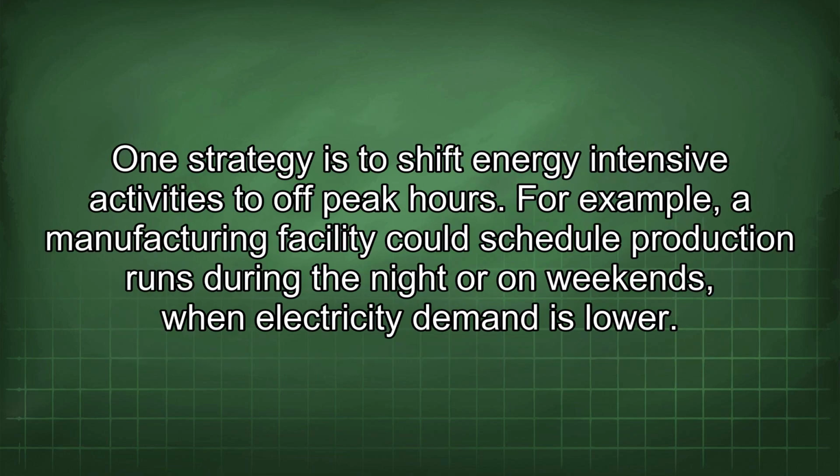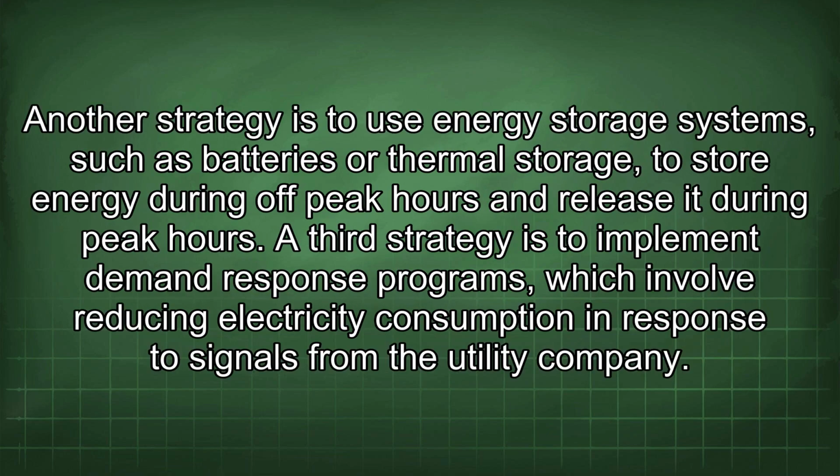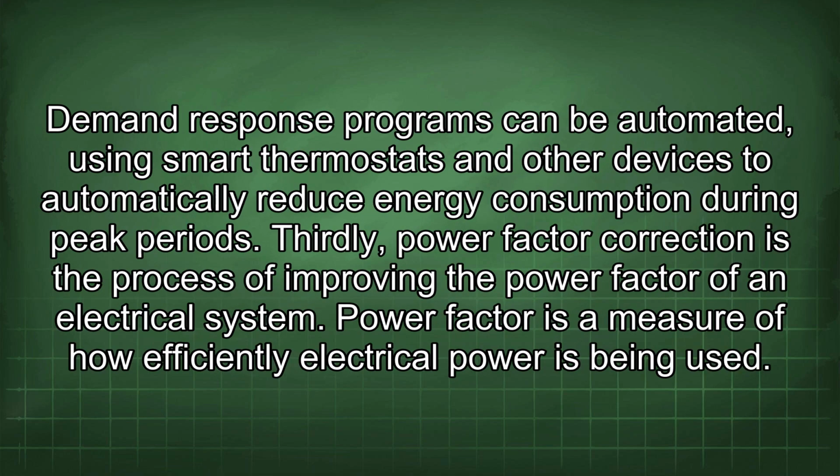One strategy is to shift energy-intensive activities to off-peak hours. For example, a manufacturing facility could schedule production runs during the night or on weekends, when electricity demand is lower. Another strategy is to use energy storage systems, such as batteries or thermal storage, to store energy during off-peak hours and release it during peak hours. A third strategy is to implement demand response programs, which involve reducing electricity consumption in response to signals from the utility company. Demand response programs can be automated, using smart thermostats and other devices to automatically reduce energy consumption during peak periods.